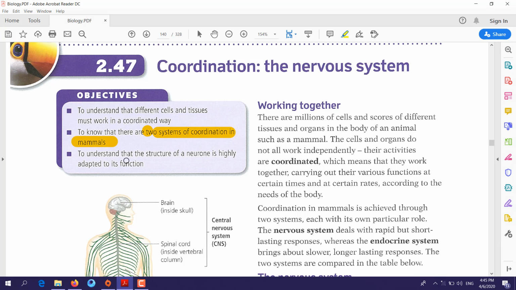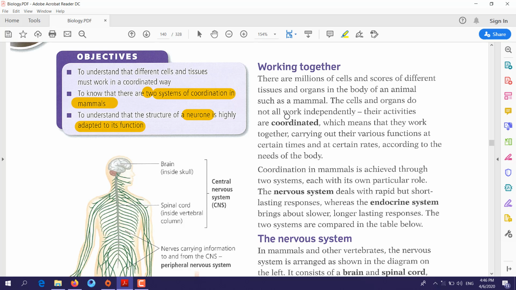Number three, to understand that the structure of a neuron is highly adapted to its function. We will talk about neuron. We will give a definition for neuron. We will see what you mean by neuron, and we will see how the structure of it is adapted for its function. What's the function? Also, we will talk about it.